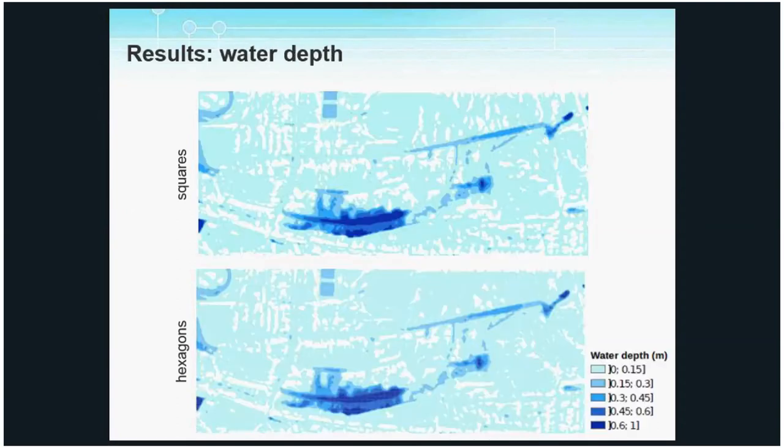Okay, and up to this point, I'll go back one slide. Hexagons are fine, they have nice properties. The results are more or less the same, but it takes more time to run the hexagonal implementation of the CADDIES than the square implementation. So there's no big gain in considering hexagons.